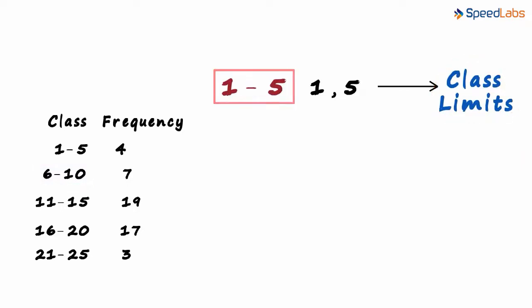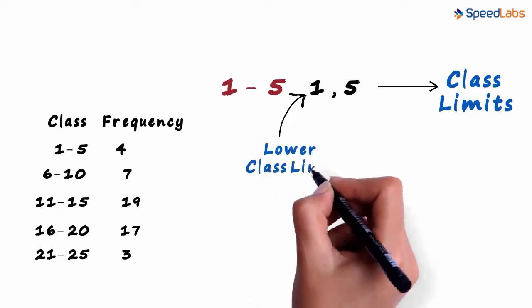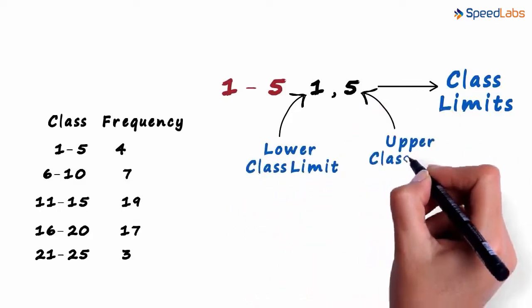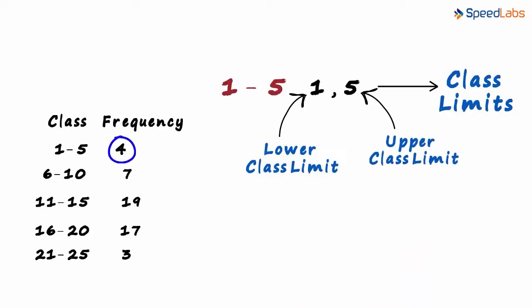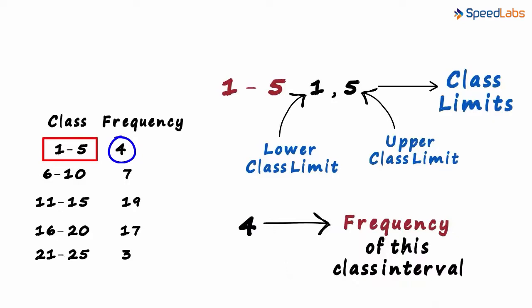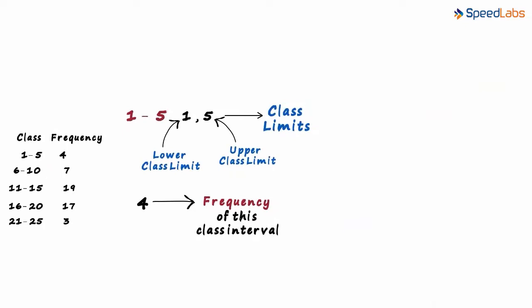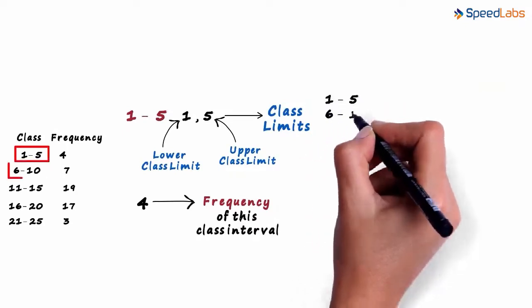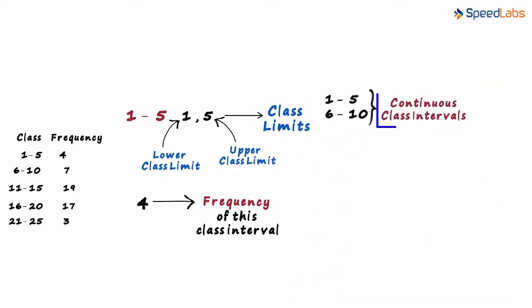In the first class, 1 is called the lower class limit and 5 is called the upper class limit. If there are 4 students who have scored between 1 and 5, then 4 is called the frequency of this class interval. Consider the first two class intervals, 1 to 5 and 6 to 10. They are called continuous class intervals, as one comes immediately after the other. 6 to 10 and 11 to 15 will also be continuous class intervals.